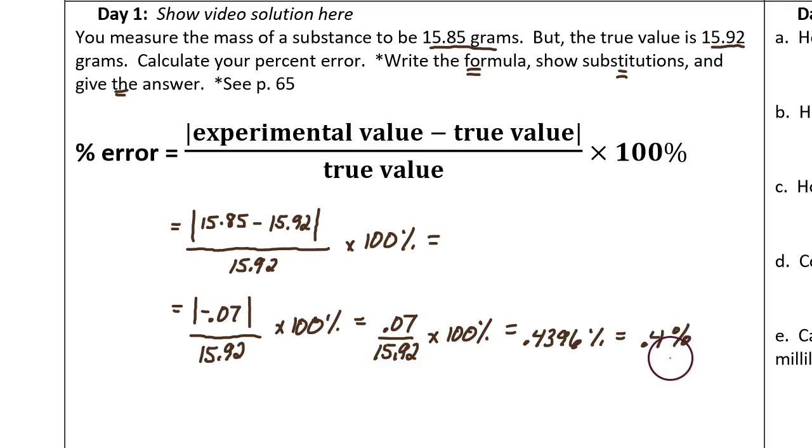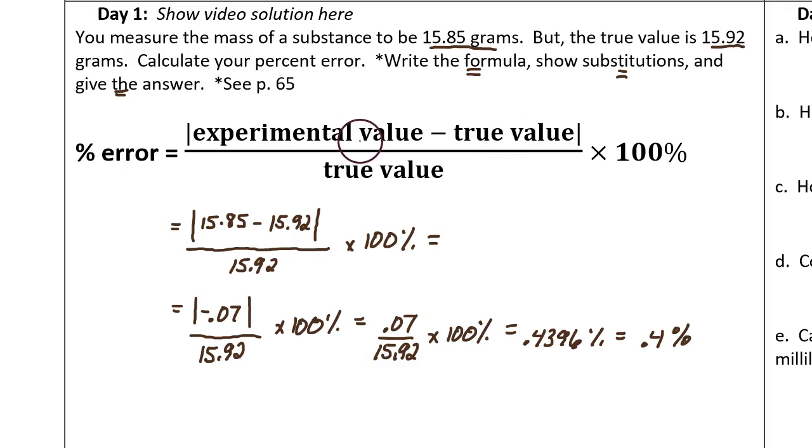That's less than a 1% error. We're told that we were measuring something and we got a very small percent error. So we measured very accurately. The technique to find percent error is to find the difference between what you measure in your experiment and what the true value is, the number that a professional scientist would get.